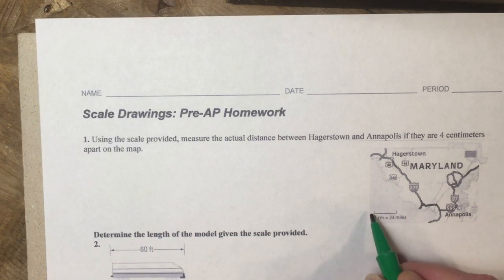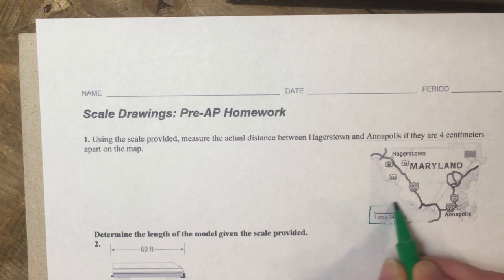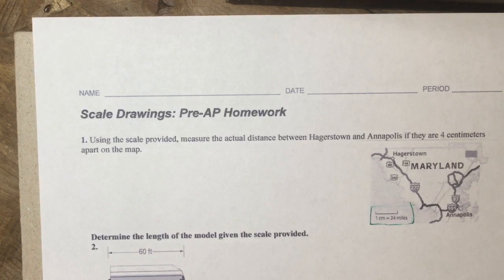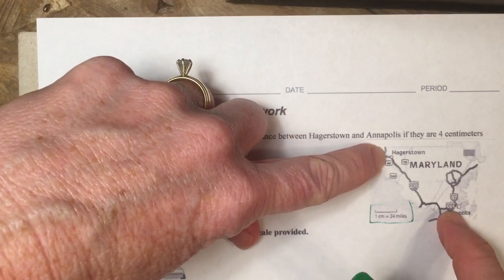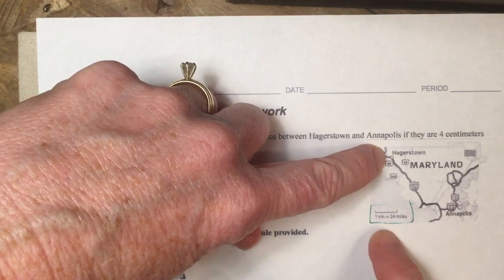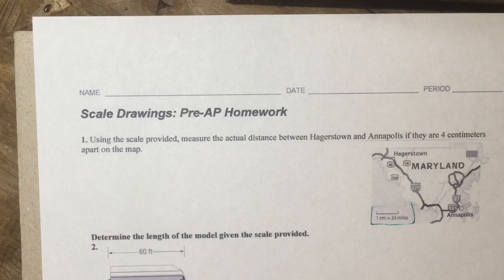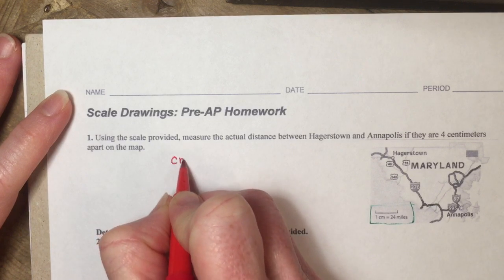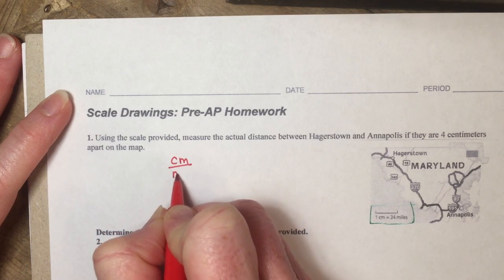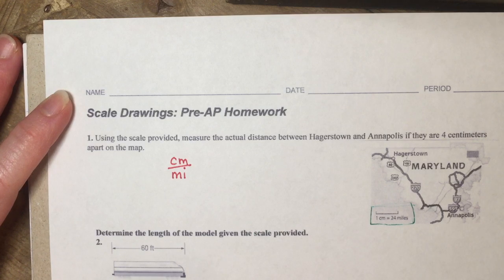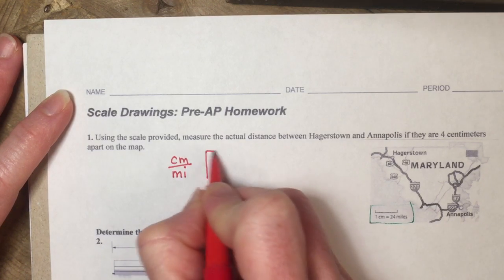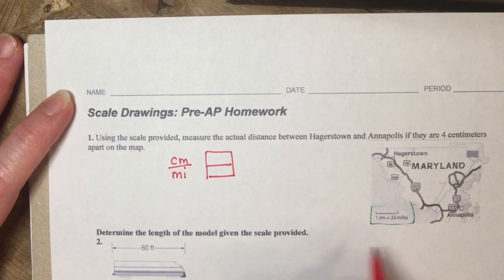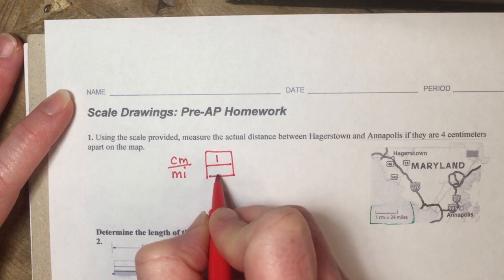So here is the scale on the map. 1 centimeter equals 24 miles. And so we want to use that to see, okay, if these two towns are actually 4 centimeters apart, how much would that be in miles? All right, so I'm going to set up my proportion using a word ratio first. I'm just going to use centimeters and miles, and you can abbreviate that. So I know from the scale that the first ratio is 1 centimeter to 24 miles.